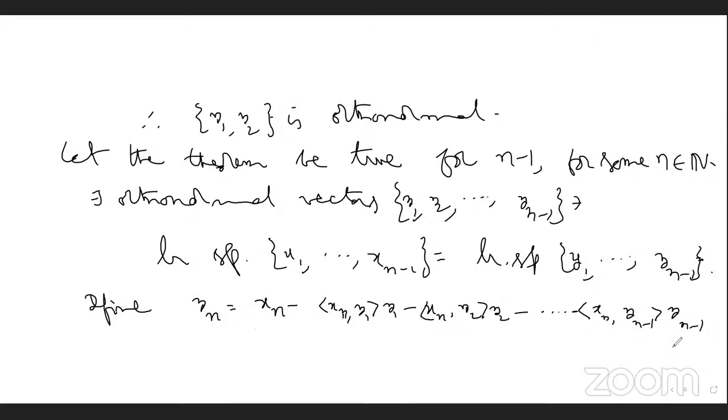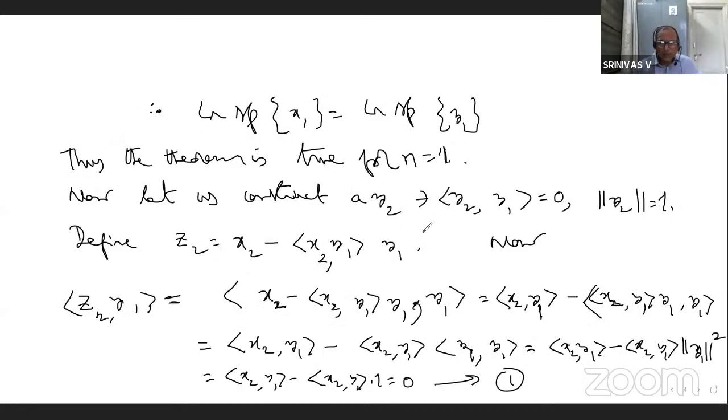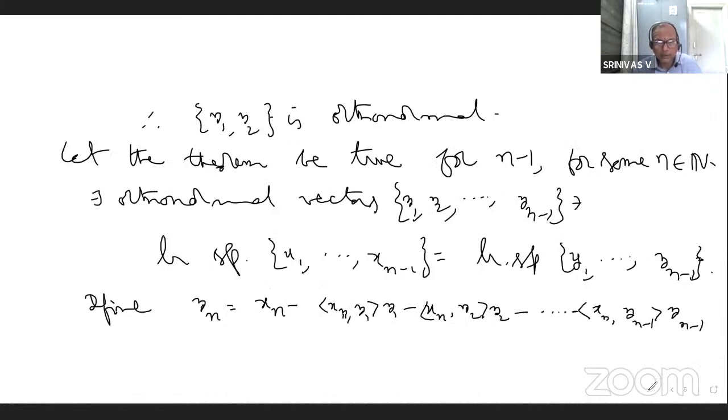You consider this vector. Previously, we defined Z2 to be x2 minus the inner product of x2 with y1 into y1. Do the same for Zn. So in fact, you call this Zn. Define Zn: start with xn, take the inner product of xn with y1 and take y1 outside. Then take the inner product of xn with y2 and take y2 outside, and continue this up to the inner product of xn with yn minus 1, taking yn minus 1 outside.